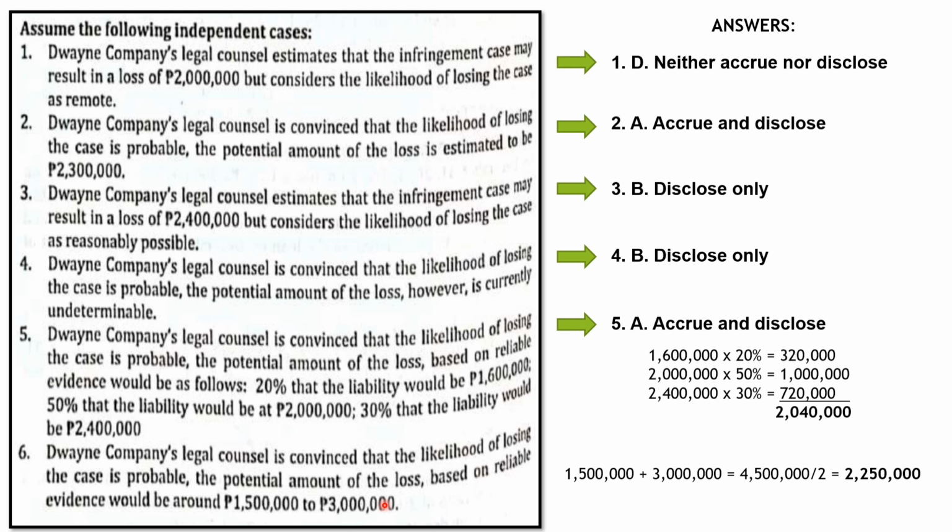And since the loss is probable and we can estimate it using the midpoint, we must accrue it and disclose it. So the entity should recognize the liability at 2.250 million and disclose it in the financial statements. So our answer should be A, accrue and disclose.